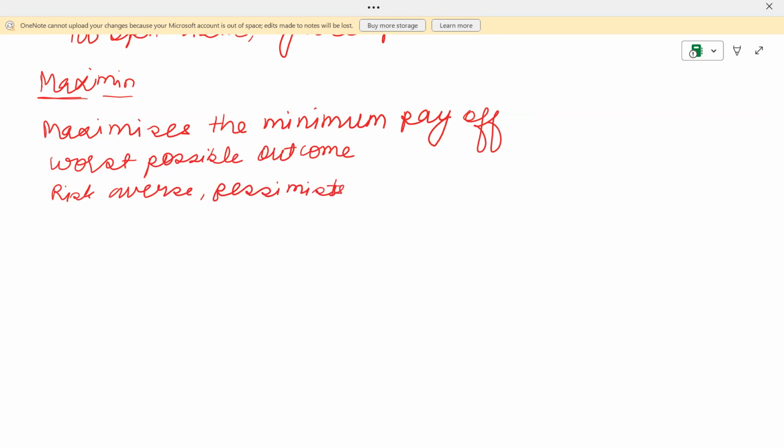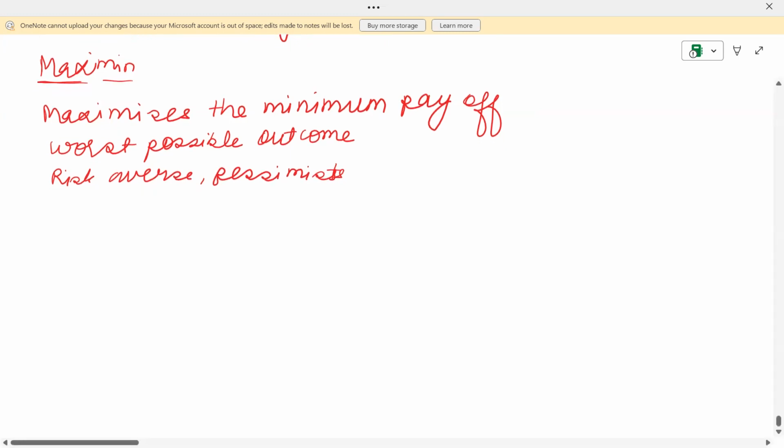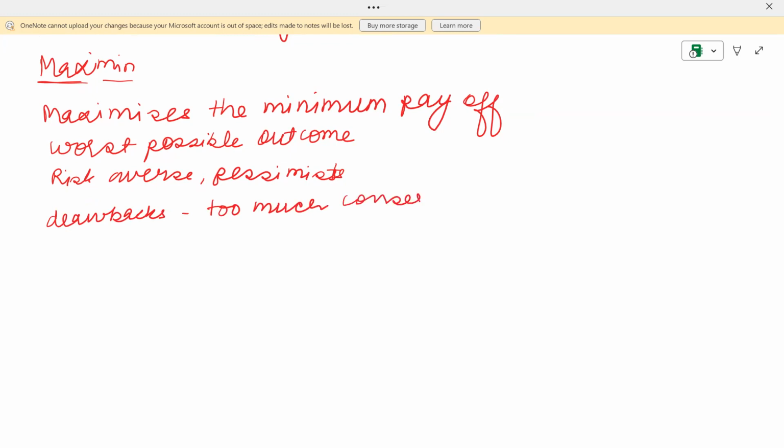Great. So with this, we are done with this decision making technique. Also a few drawbacks. The drawbacks are that it is too conservative. That means it is not taking risk at all. So too conservative, and again ignores probability.